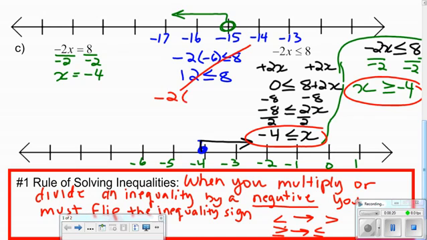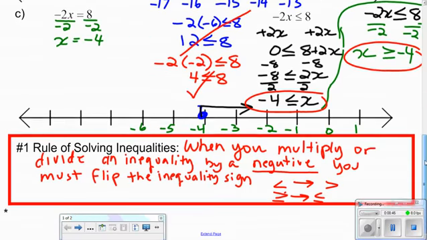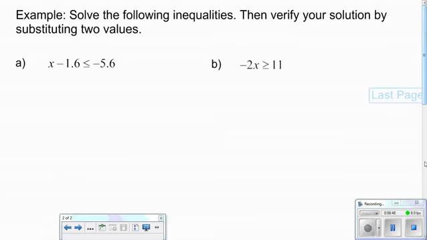So now if we check it, we'll pick -2. So -2 times -2 should be less than or equal to 8. Negative times a negative is positive, so +4 is less than or equal to 8. Now it's a true statement. I know there's a lot of work on this example, but I wanted you to see why the inequality sign has to flip when we divide by a negative.